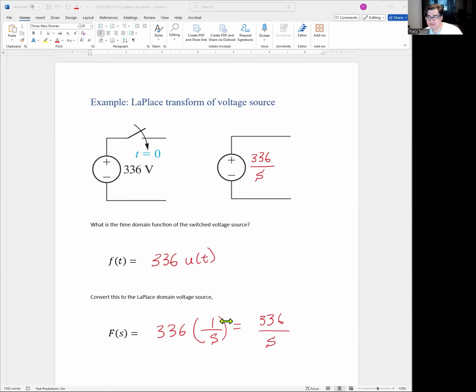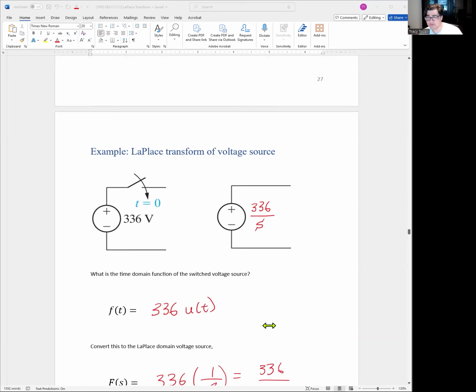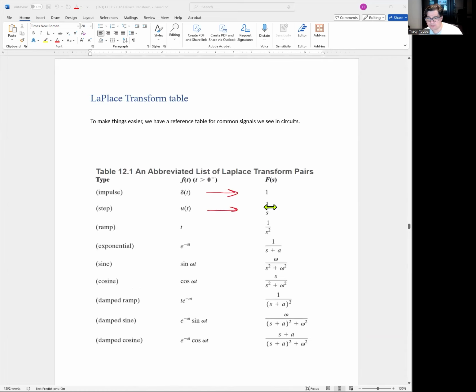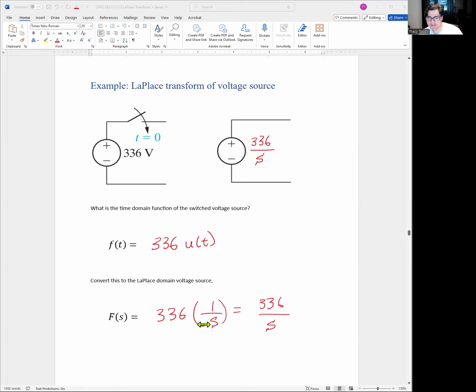Remember, u of t is 1 over s. That's the transform. We go back up here, see u of t is 1 over s. So you basically just hot swap it, and instead of lowercase f of t, you're capital F of s. So 336 times 1 over s, you get 336 over s. The right-hand side is what our circuit is going to look like in the frequency domain.